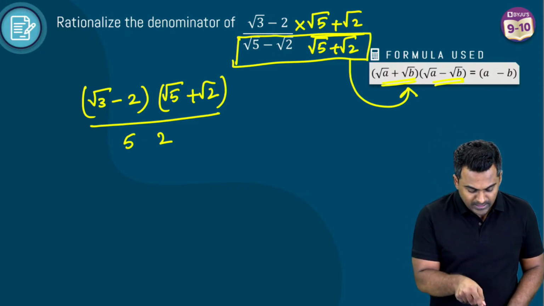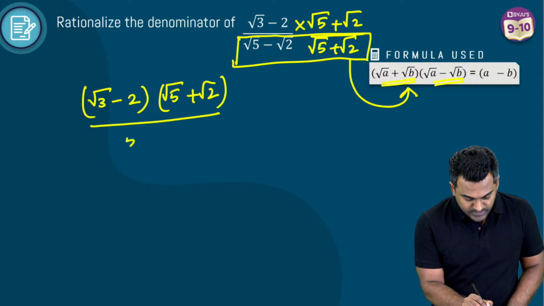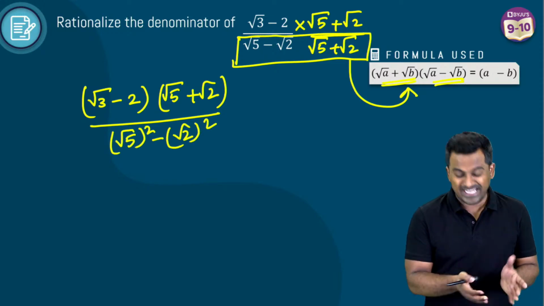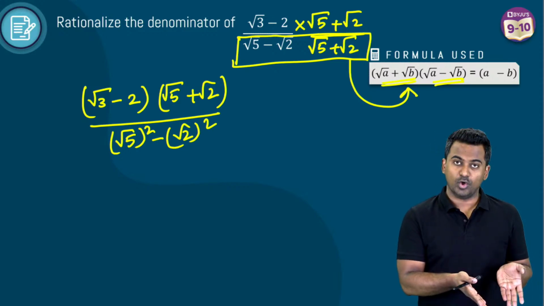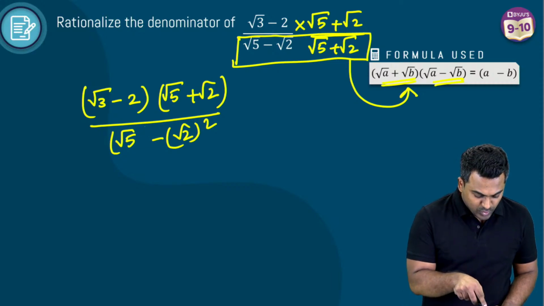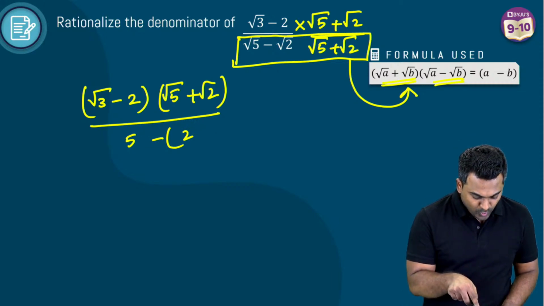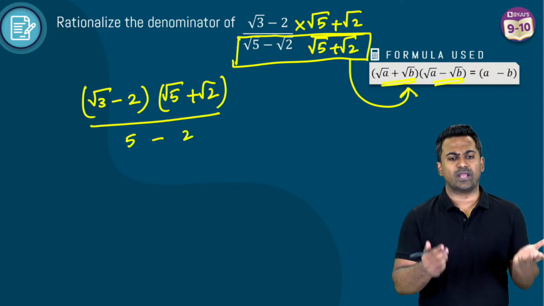This is, what is happening here? Root 5 whole square minus root 2 whole square. You at least know this, right? A plus B multiplied with A minus B is A square minus B square. Look, now root 5 whole square is nothing but 5 and root 2 whole square is nothing but 2. That's how I get it.